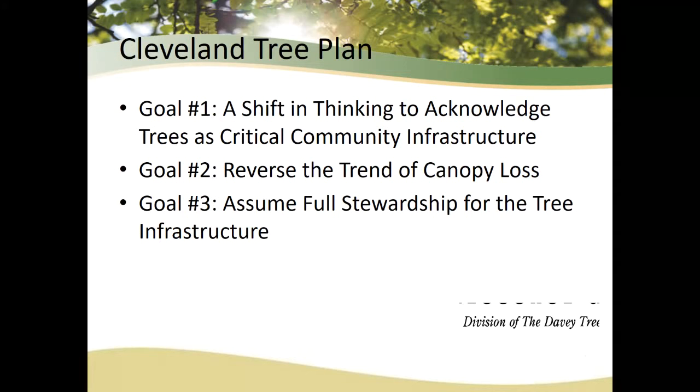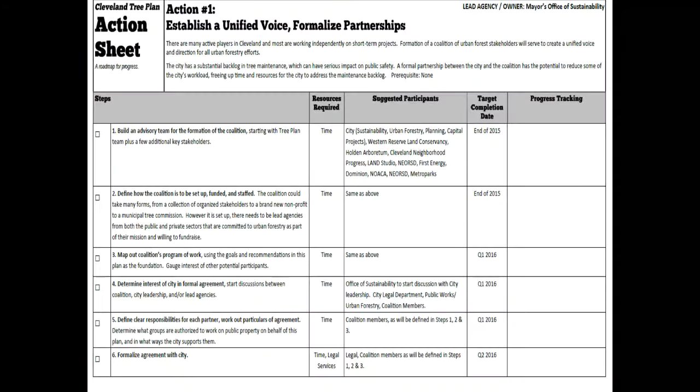In Cleveland, their major goal is to try to get trees seen as critical community infrastructure. It's more advocacy than any kind of management or anything like that. And they ended up, okay, if we're going to accomplish these 3 goals, let's develop some action steps. And so here we are, we have an action sheet, and it's a step-by-step process. And it talks about working the plan.